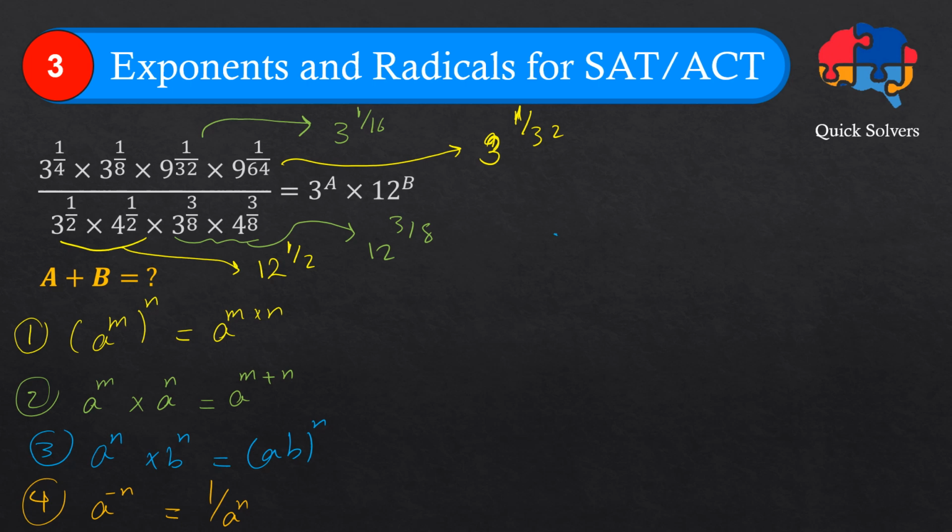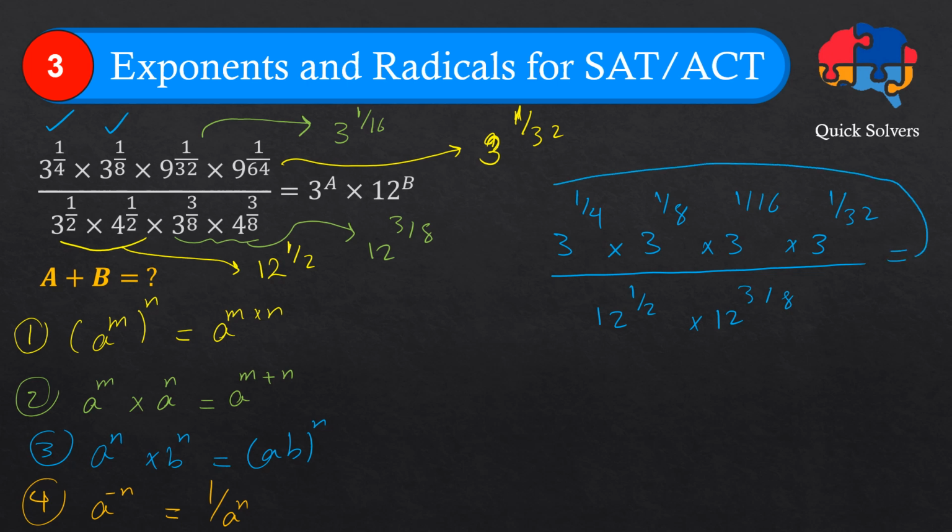well, we keep this, we replace this one. So it is 3 to the power of 1 over 4 times 3 to the power of 1 over 8 times 3 to the power of 1 over 16 times 3 to the power of 1 over 32. And in the denominator we have 12 to the power of 1 over 2 times 12 to the power of 3 over 8. And this equals this expression, 3 to the power of 8 times 3 times 12 to the power of b.